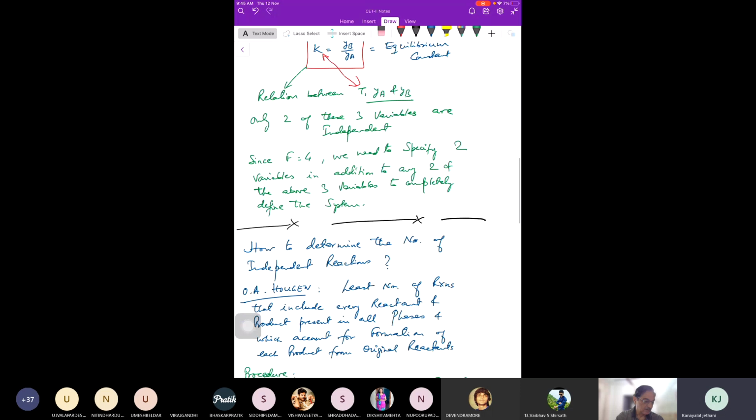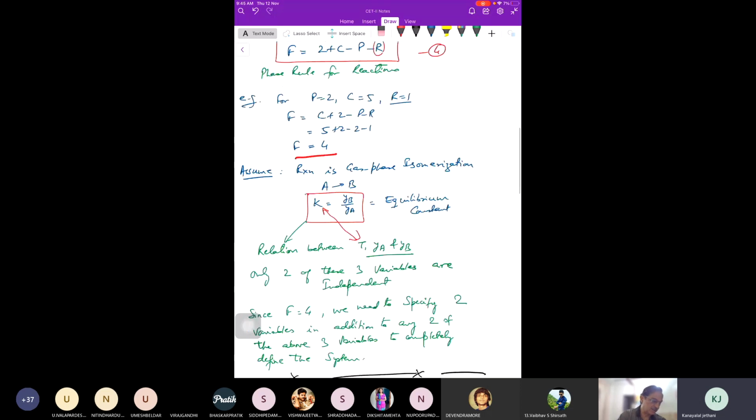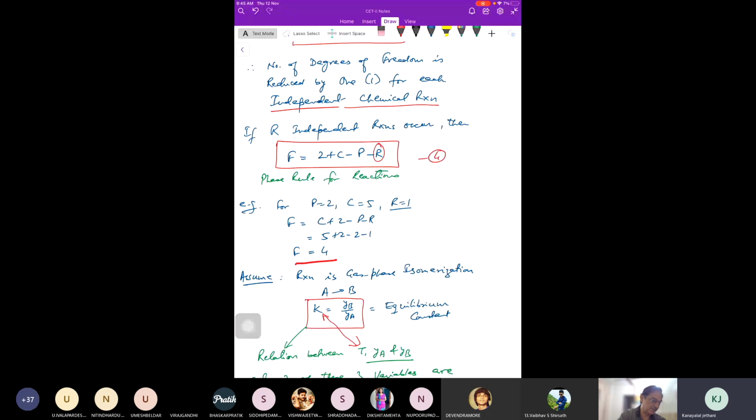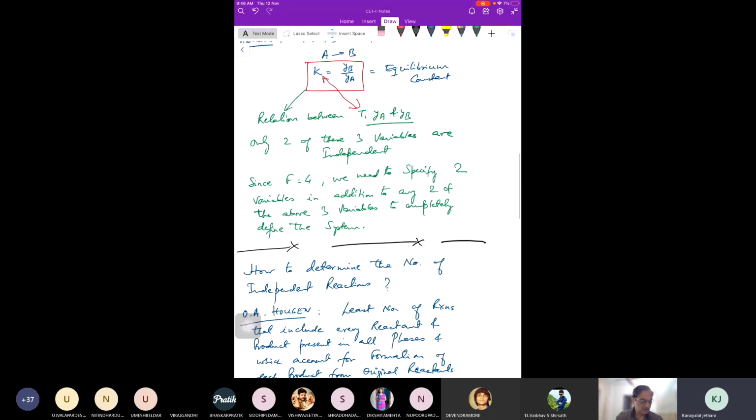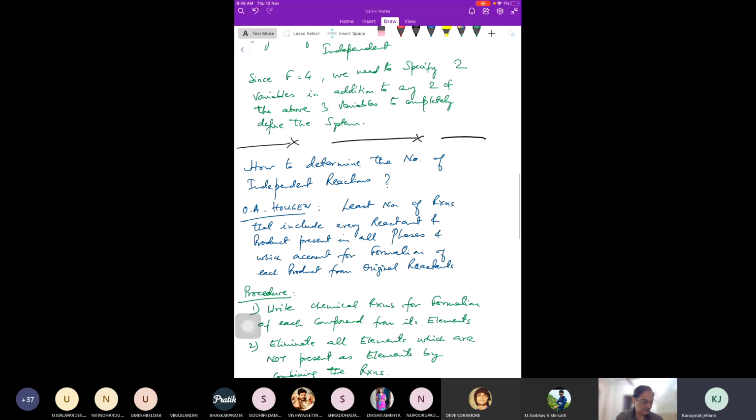Theek hai? So, how do you determine the number of independent reactions? Because yahan par jo hai R hai, R we are talking about number of independent reactions, not dependent reactions. Right? Ye jo hai, independent reactions nikalne ka. Because there are many reactions in the system, humne dekha tha kal. If there are multiple reactions, how they are related, right? So now the question is, how do we determine number of independent reactions?